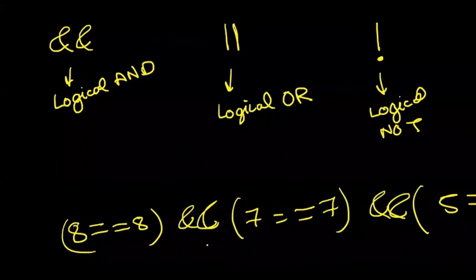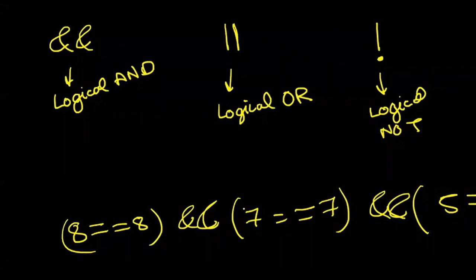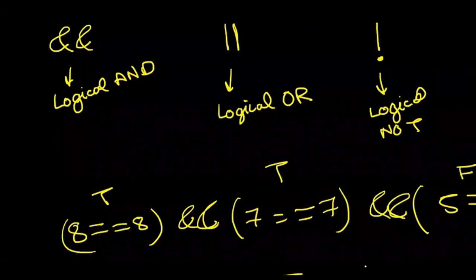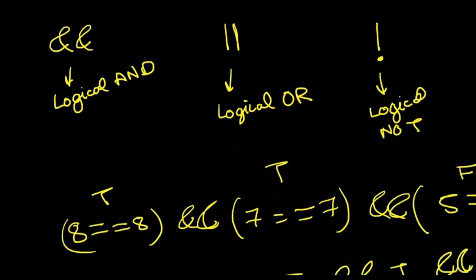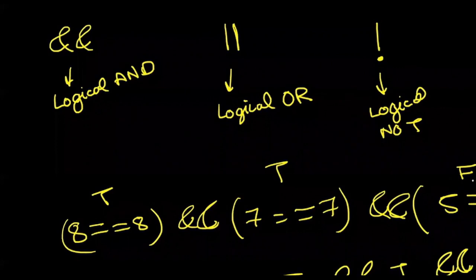False, right? What did I tell you guys? Even if one of the components of a logical and is false, the entire expression will be false. See guys, 8 equal to 8 is true, and 5 equal to 4 is false. So you are basically evaluating true and false. True and true will be true. And then you are evaluating true and false, so true and false will become false. So the final output of this expression will be false.